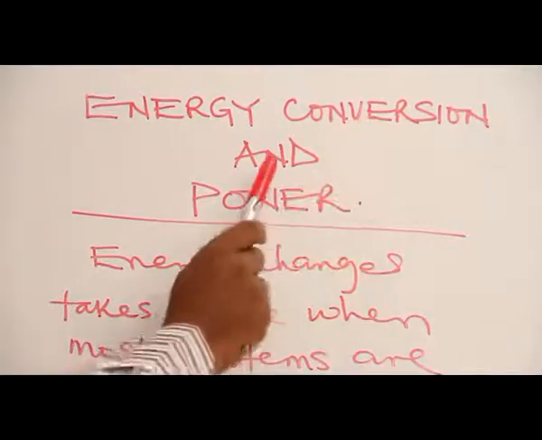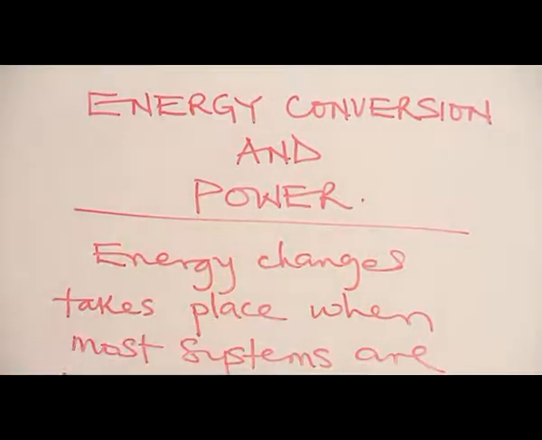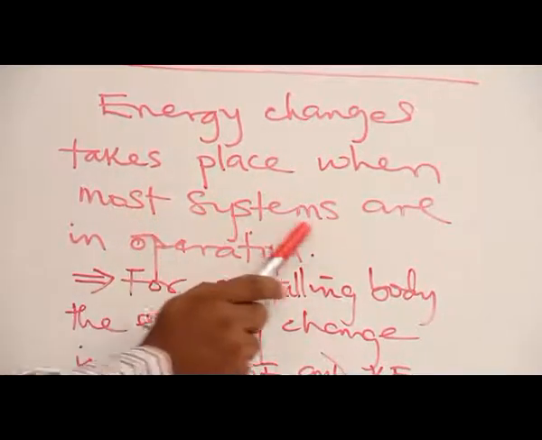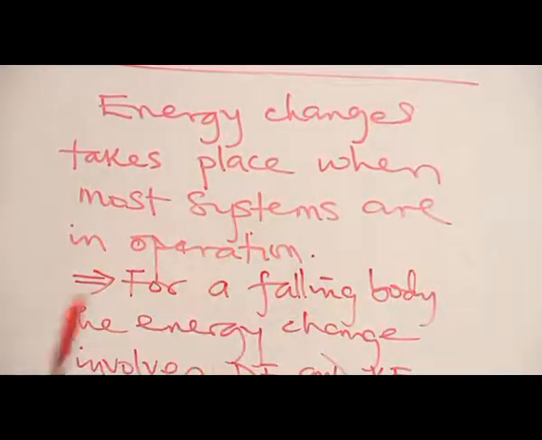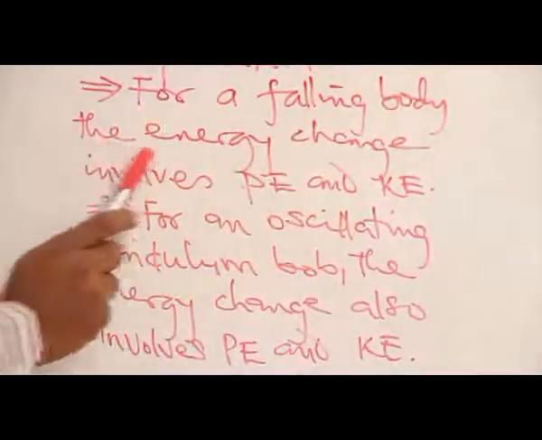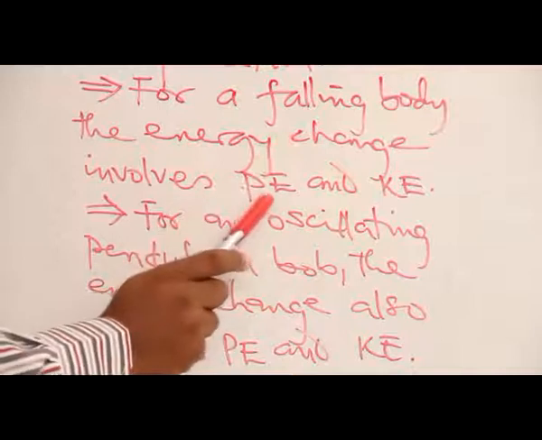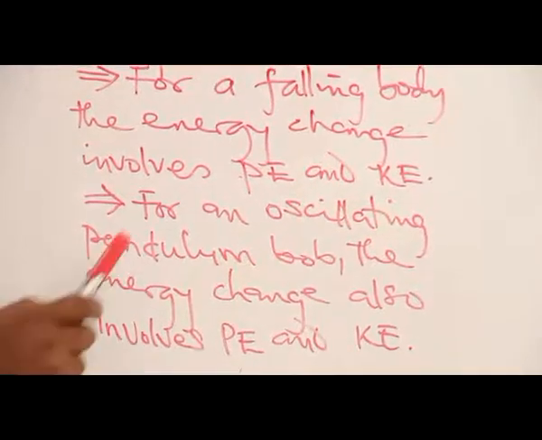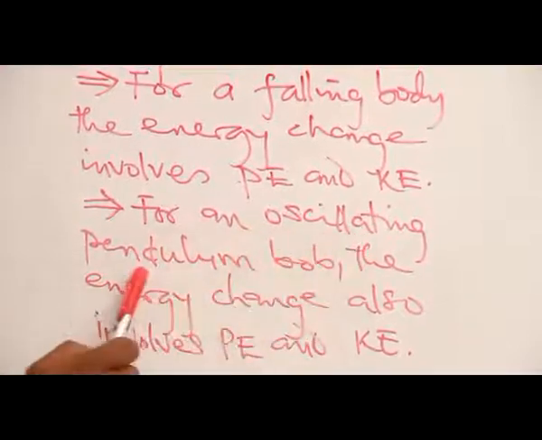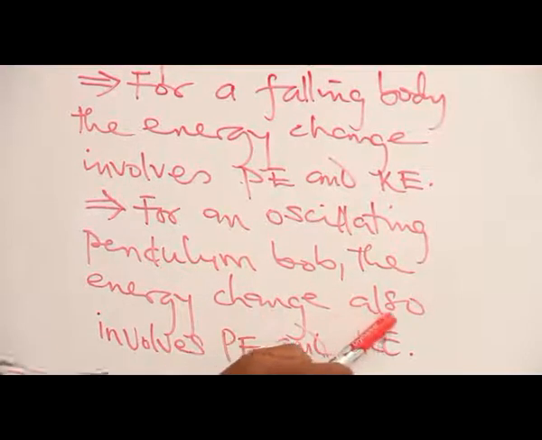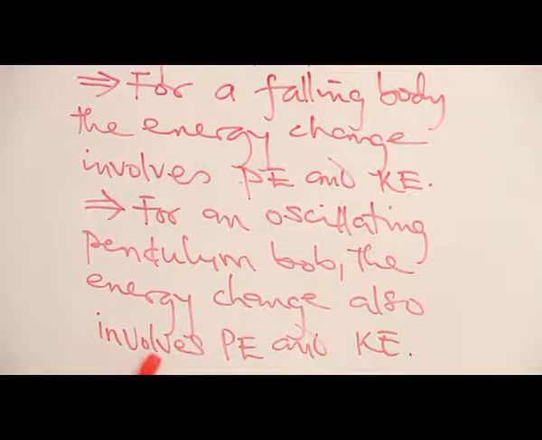Energy conversion and power. Energy changes take place when most systems are in operation. For a falling body, the energy change involves potential energy and kinetic energy. For an oscillating pendulum bulb, the energy change is also potential and kinetic energy.